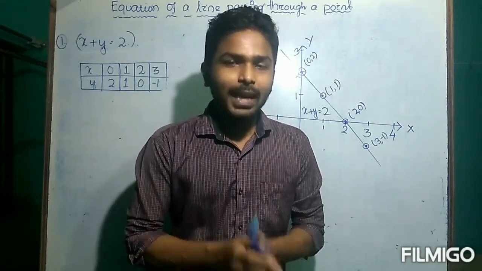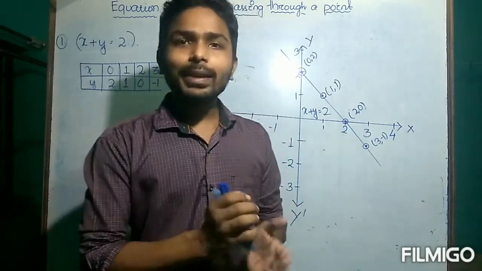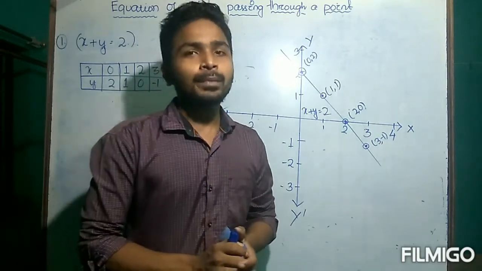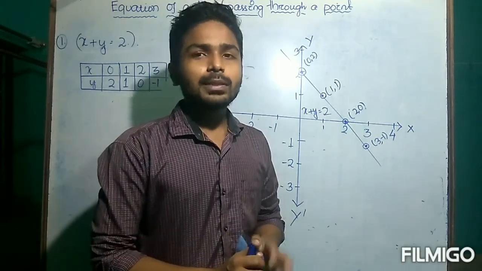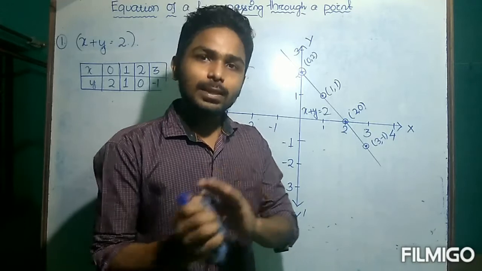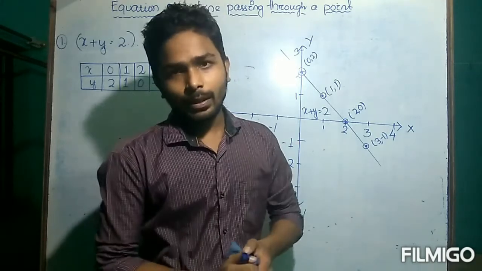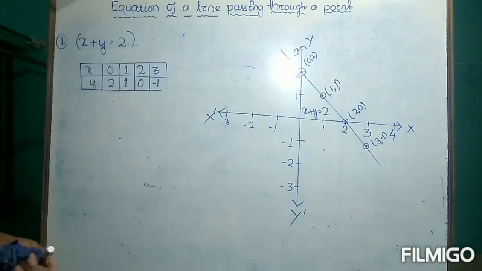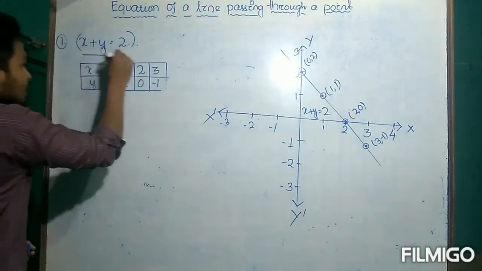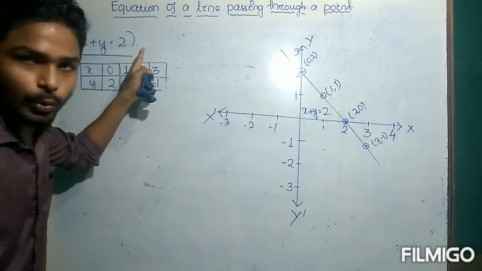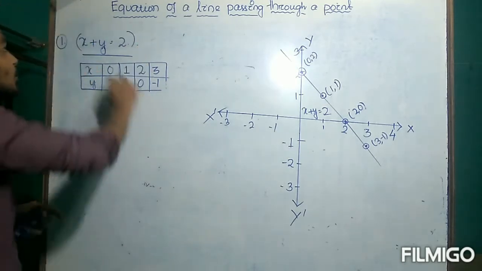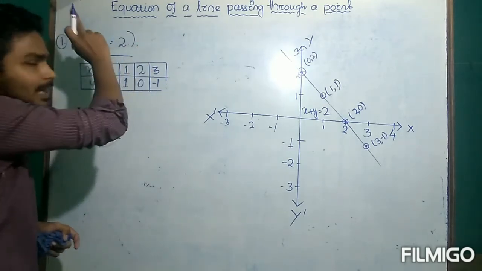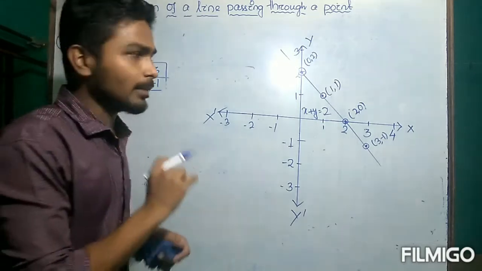So in lecture 7 and lecture 8 we have discussed how we can draw the graph for a linear equation in two variables as well as for a linear equation in one variable. Okay, so let us take an example. Suppose there is a linear equation in two variables, x plus y is equal to 2. And our target is to draw the graph for this linear equation.